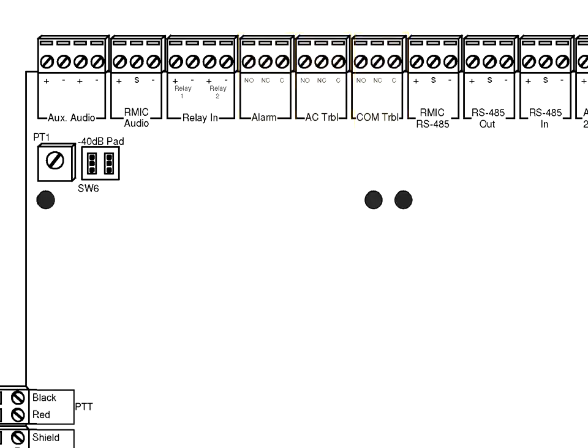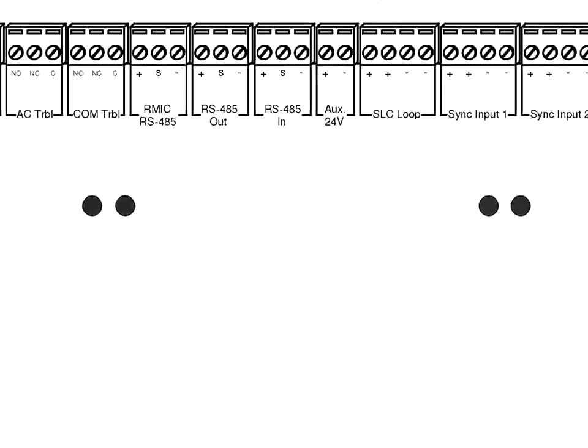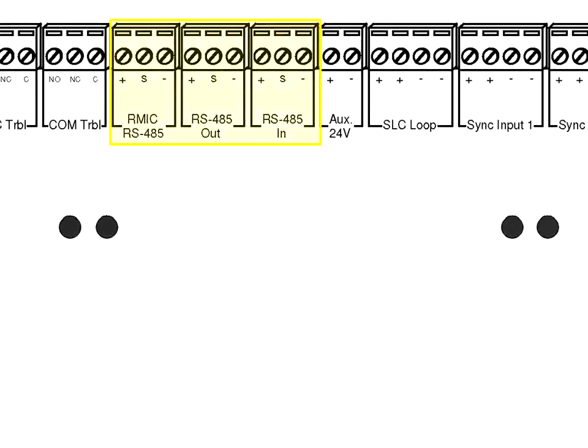Moving on, we come across three RS-485 connections. The RMic RS-485 terminal is where you will wire the RS-485 connection between the QX Mini remote microphone and the QX Mini local operating console. All remote microphones and LOCs will be daisy chained together and then back to the master panel. The remote mic RS-485 connection has no use on the booster panel. Please remember that the QX Mini master panel can support up to 6 remote microphones or LOCs or a combination of both.